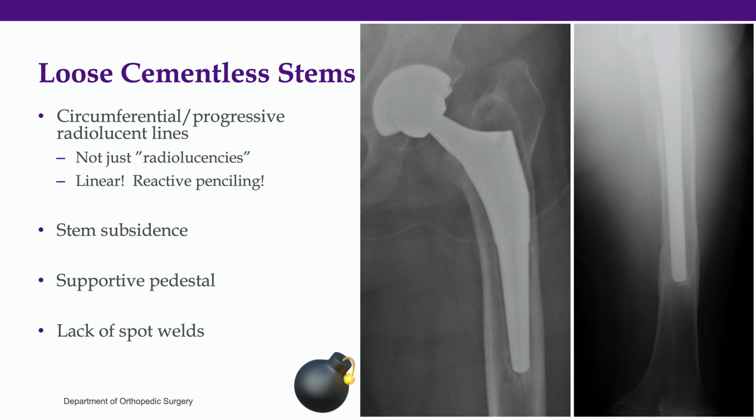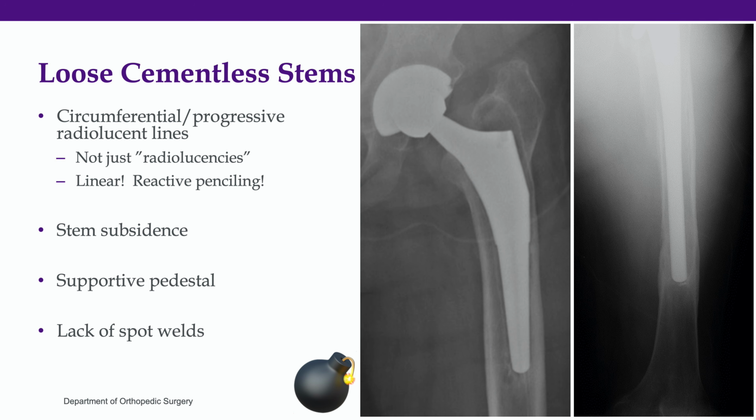With cementless stems, when they're loose, it's the same basic finding here. Obviously, we're not looking for fractures of a cement mantle that's not present. We're looking for circumferential or progressive radiolucent lines. Again, these are not just any radiolucency. Radiolucency can be osteopenia, it can be stress shielding, it can be osteolysis. We're looking for linear radiolucencies, radiolucent lines. And again, for that reactive penciling, that sign of new sclerotic margin around an implant that's moving within a space.